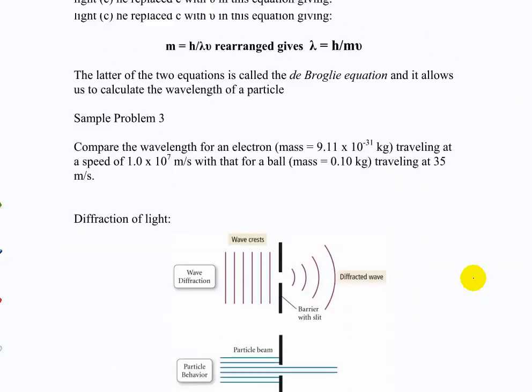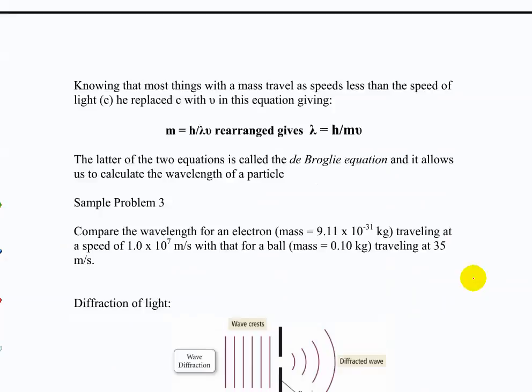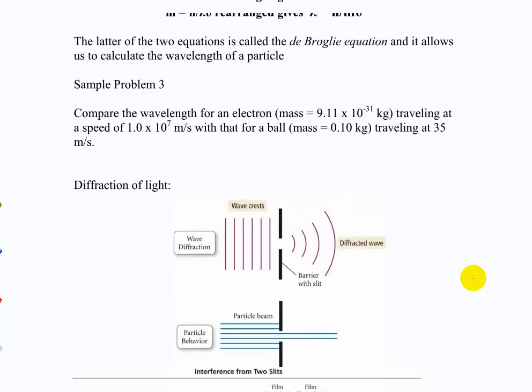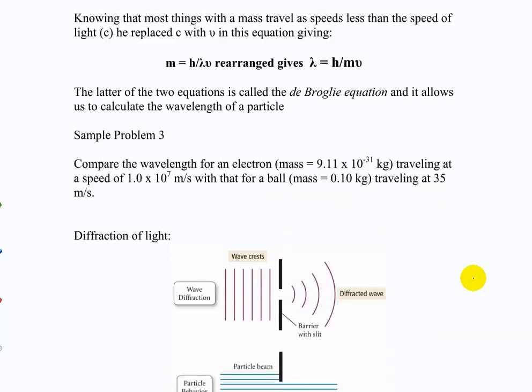So let's take a look at this question. The wavelength for an electron traveling at a speed of 1 times 10 to the 7th meters per second, compared with a 100-gram ball traveling at 35 meters per second, or a fast pitch, right? Very fast baseball pitch. So let's look at those wavelengths. Remember the equation here. Wavelength, lambda, the de Broglie wavelength, equals h over mv.